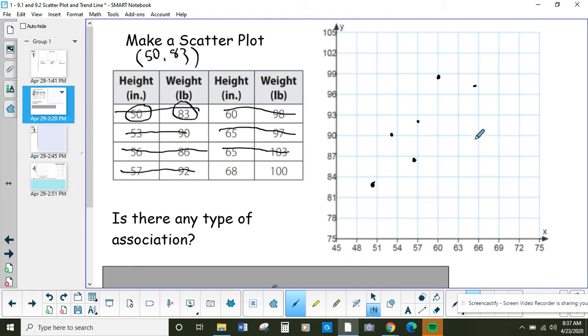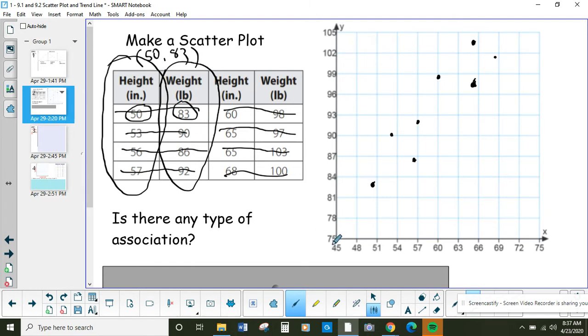So as you're doing 65, 103, quick question to you. Is this a function? Do you remember that question? If I have two dots lined up right on top of each other, the answer is no, that would fail the vertical line test. So this is not a function. It's a relation, not a function. 68, 100, 68 up to 100, so right about there. And as you can see, as the height increases, so does the weight.